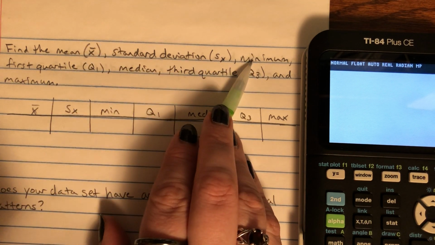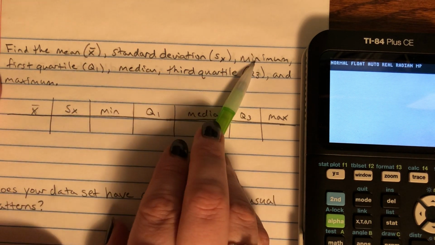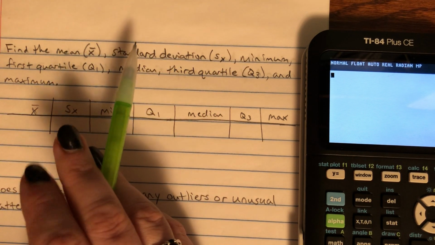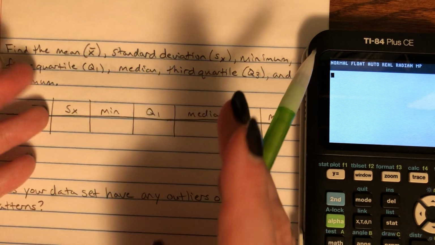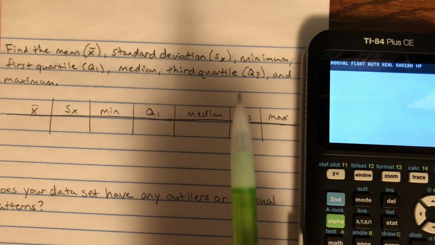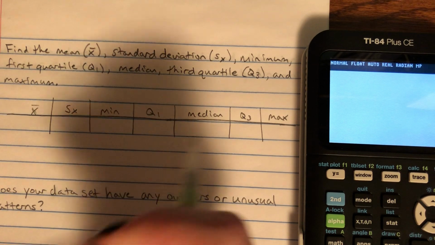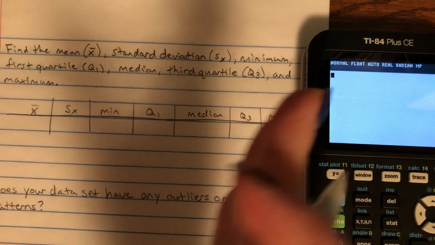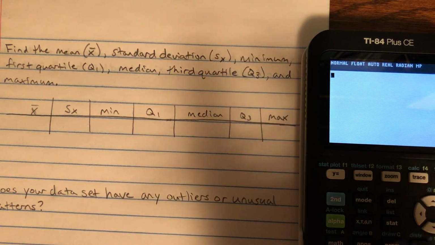Now, minimum, our smallest number. First quartile is the middle of the lower half of the data. Median is the middle of all of the data, and third quartile is the middle of the upper half of the data. Think about splitting things into 4 sections. So you cut it in half, then you cut it in half again on either side to get 4 equal sections.